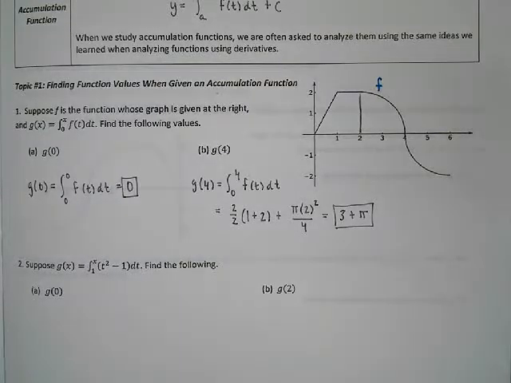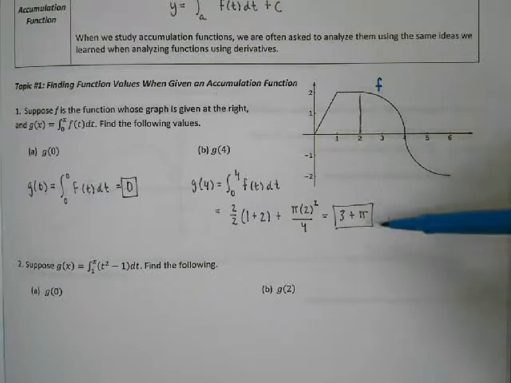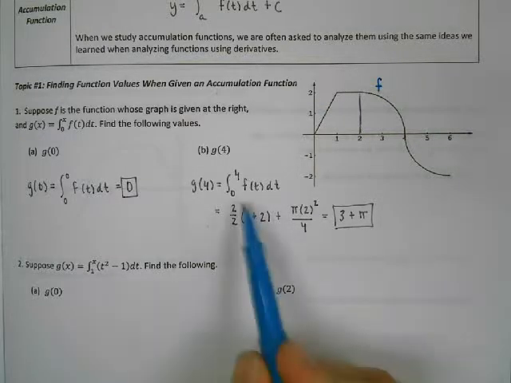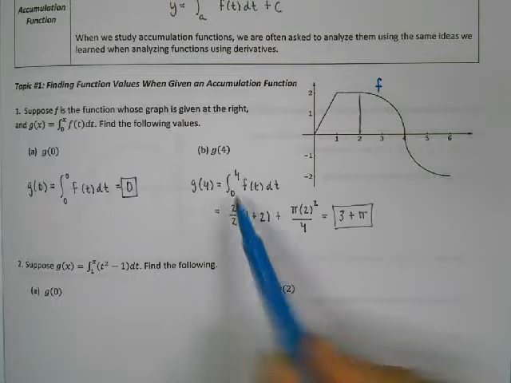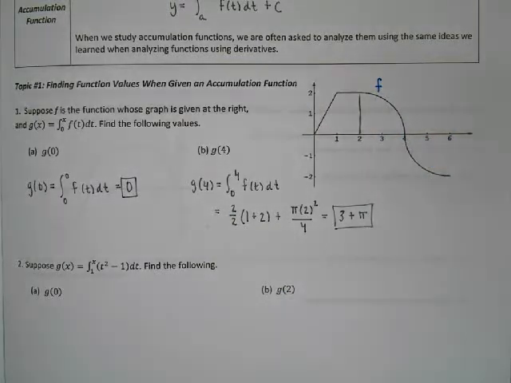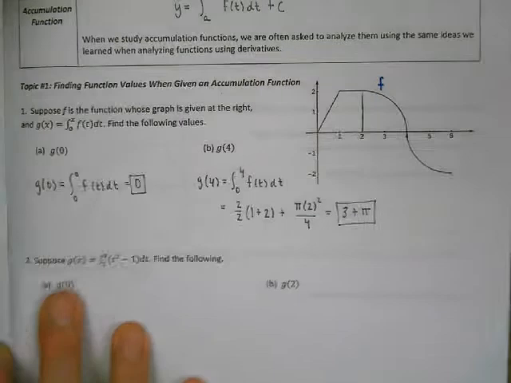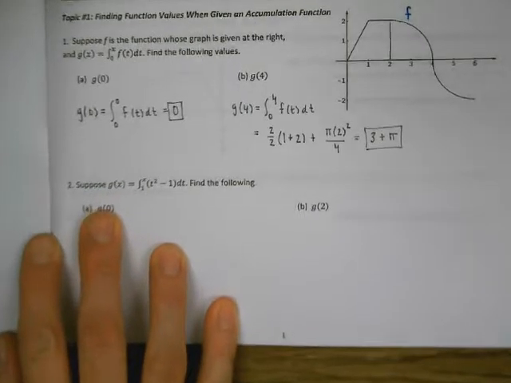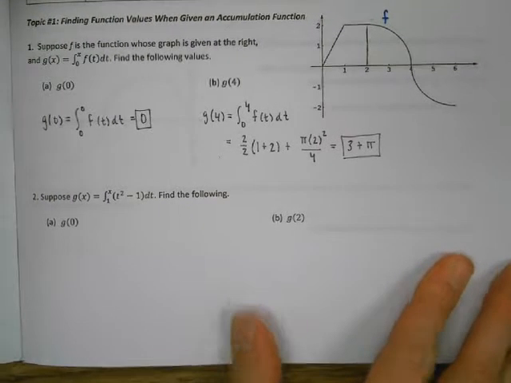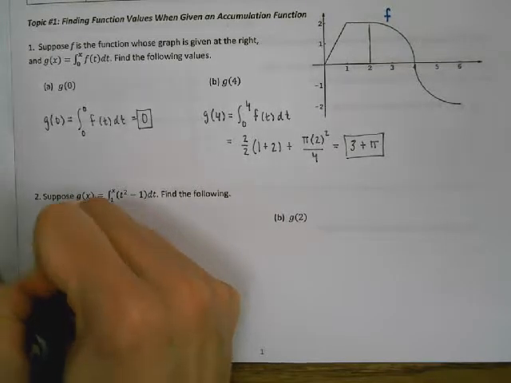Okay, so when I'm finding the function values of g, I'm just using the graph of f to evaluate those integrals. Because again, this integral is just the area trapped between the curve and the x-axis over that interval. Okay, so that's finding function values from a graph. Now, for number 2, we're given a function here, a specific accumulation function, and we're asked to find the same thing.